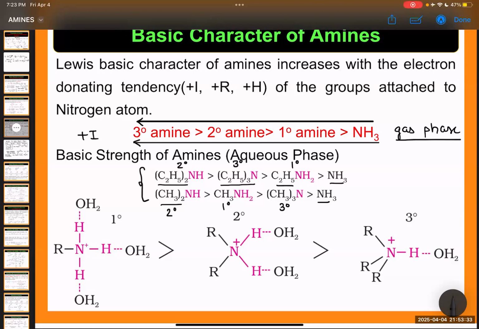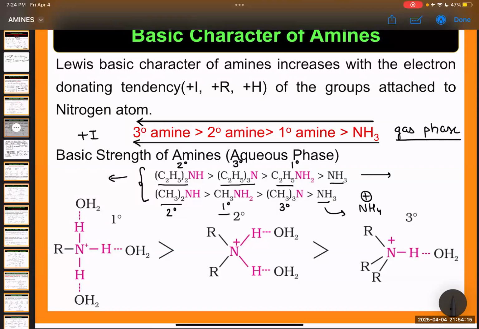If I talk about hydrogen bonding, once it accepts the H plus, it forms an ammonium ion. So as per the hydrogen bonding, the ammonium should be maximum stable because it has 4 hydrogens and it can make more hydrogen bonds. So as per the hydrogen bonding, the basic strength should increase towards NH3. But as per the inductive effect, the basic strength should increase towards more alkyl groups. More and more alkyl groups, more basic. So that is why this order got disturbed.